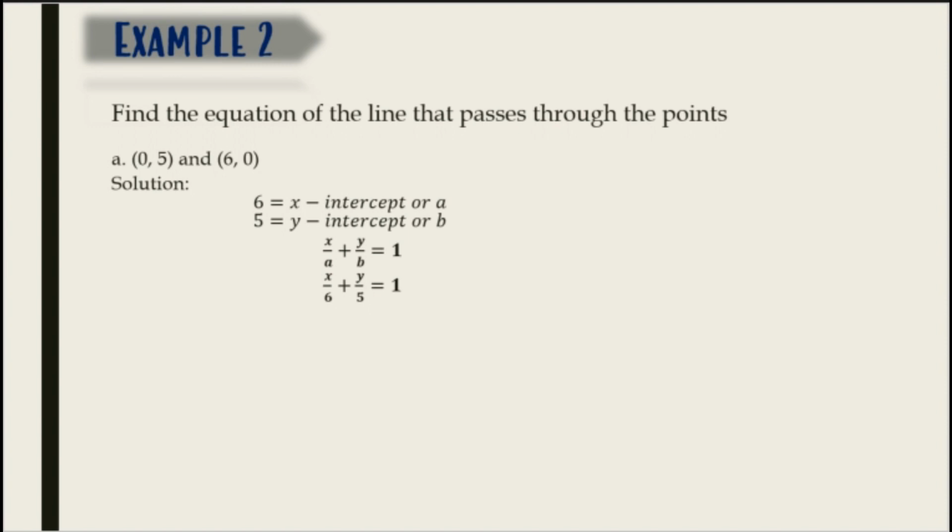Then multiply both sides by 30. We have 30x over 6 plus 30y over 5 is equal to 30. Then simplify: 30x divided by 6, that is 5x, plus 30y over 5, that is 6y, equals 30, which gives us the result 5x plus 6y equals 30.